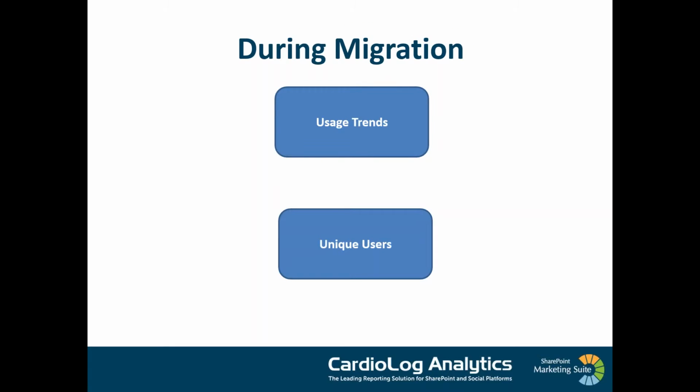Moving on towards during the migration process. So we have usage trends. During the migration process, you can generate usage trends reports to see the usage trends of, say, Farm A versus Farm B. And by tracking multiple environments at the same time, you can monitor whether usage trends are starting to increase in the latter version of SharePoint in order to ensure that your migration is effective and that people are using the new version.